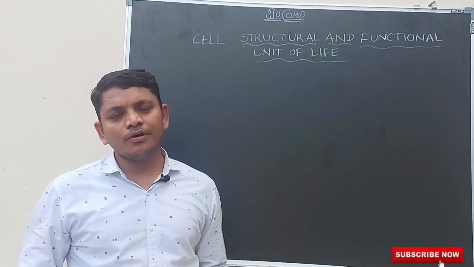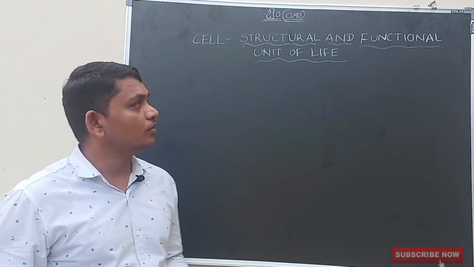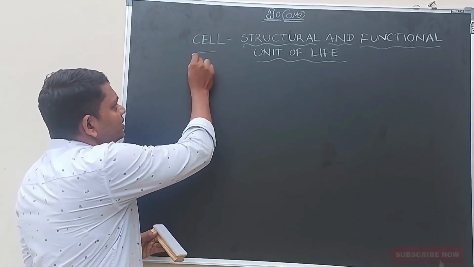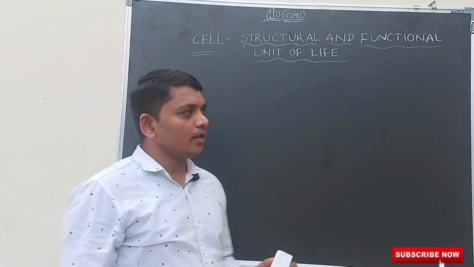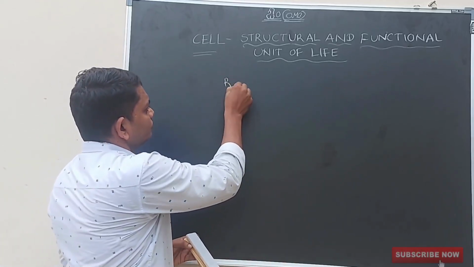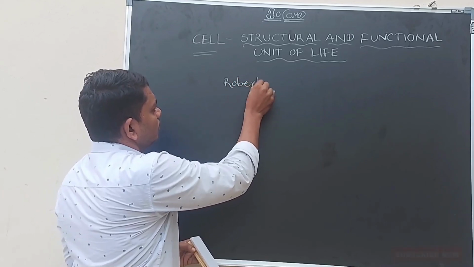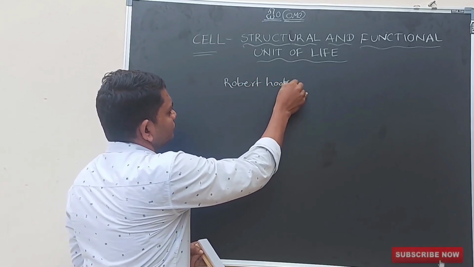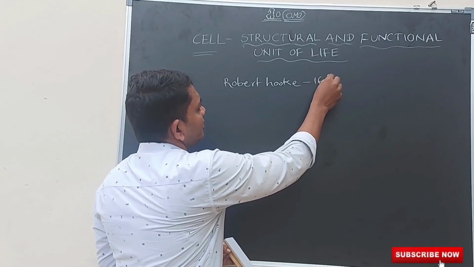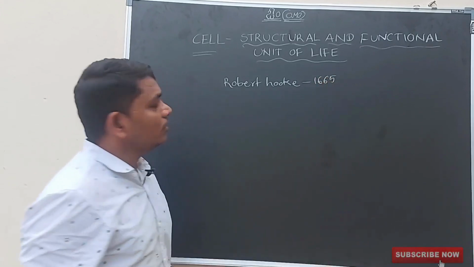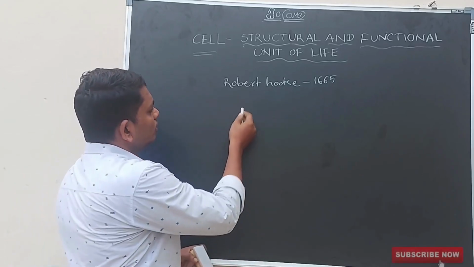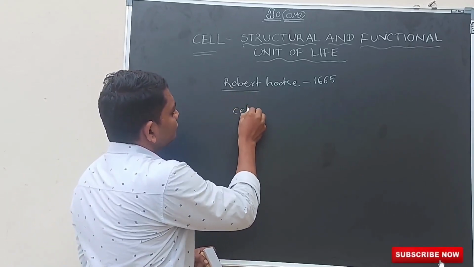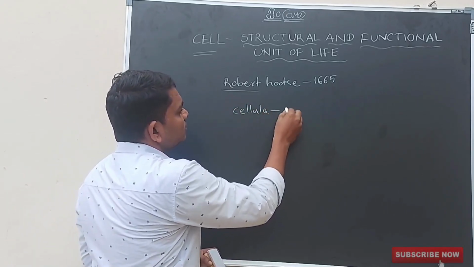So cell is a tiny part in plants and animals. Every plant and animal is made up of a cell, and this cell was first discovered by Robert Hooke in 1665. The word cell is coming from the Latin word cellula.